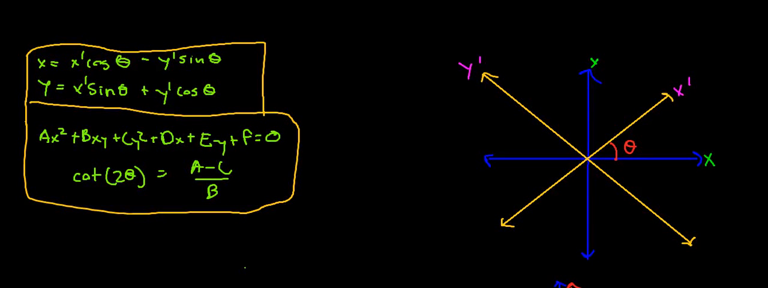If I ever need to rotate an axis by a particular angle, I can use these formulas. x is equal to x prime cosine theta minus y prime sine theta. y is equal to x prime sine theta plus y prime cosine theta. And all I do is take these two equations and then I substitute them into my regular formula.